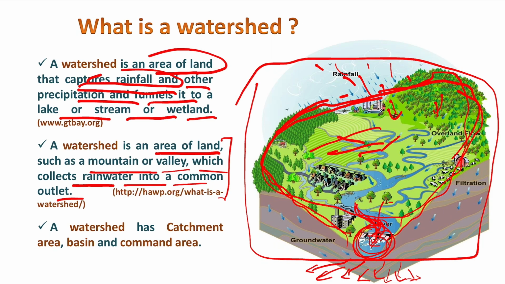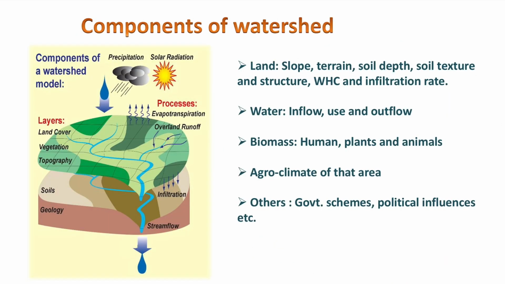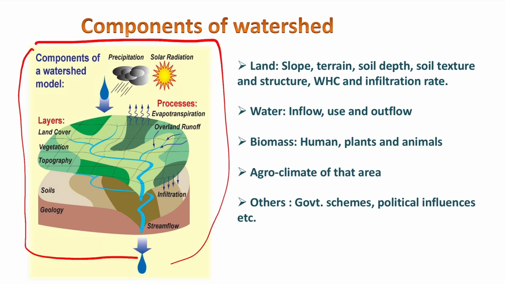If we are using the catchment area water, or we are in a tail end, then we are in a command area, right? So let's talk about the components of watershed. What are the components of a watershed? At a watershed, what components are there?